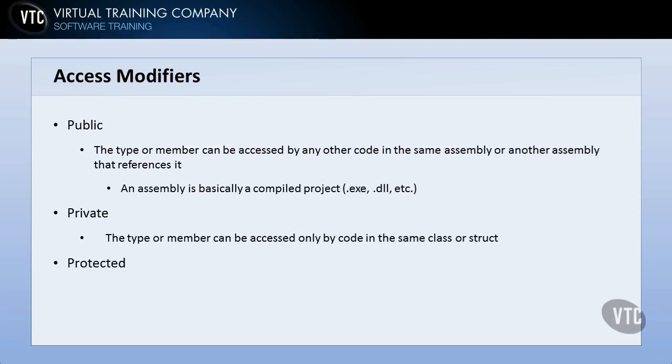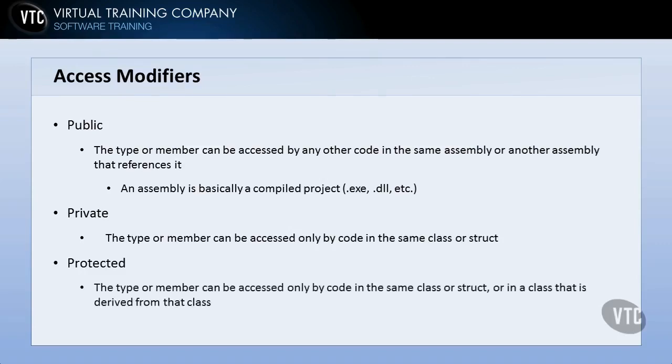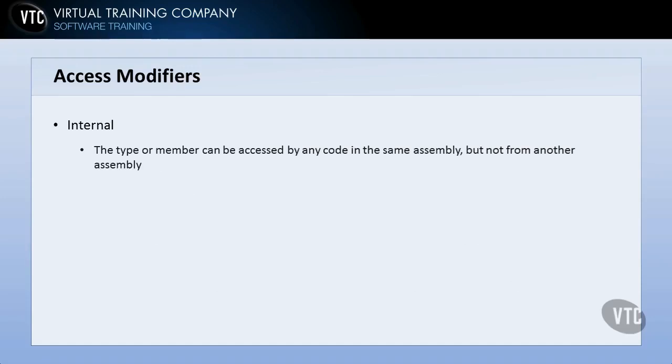Then the protected modifier means that the type or member can be accessed only by code in the same class or struct, or in a class that is derived from that class. Go back to the inheritance videos. When we talked about inheritance, a derived class is a class that's inheriting from a parent class. Now, internal means the type or member can be accessed by any code in the same assembly, but not from another assembly.